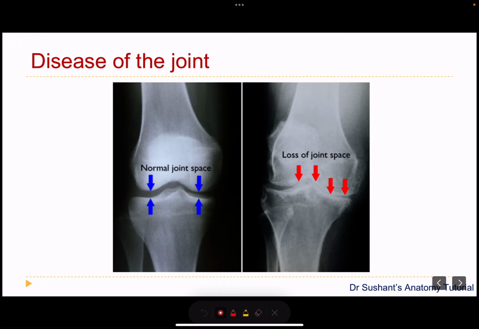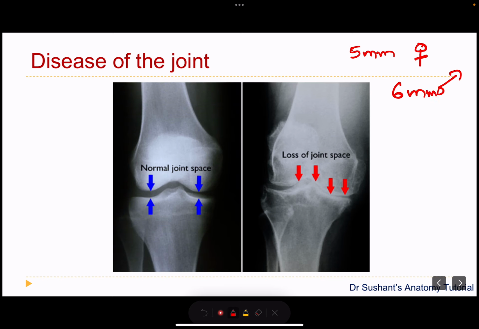Now, when there is a disease of the joint, the joint space reduces. As you can see, this is the normal joint space, which is about 5 millimeters in females, and it is about 6 millimeters in males. So in females it is 5 millimeters, and in males it is 6 millimeters, the joint space.